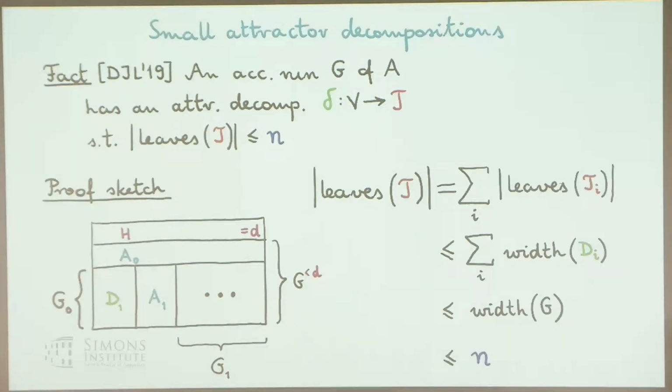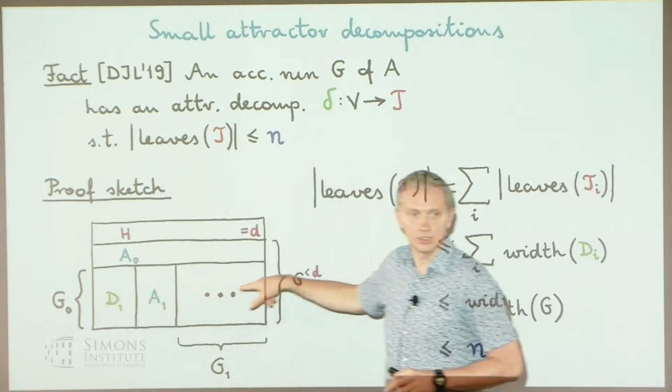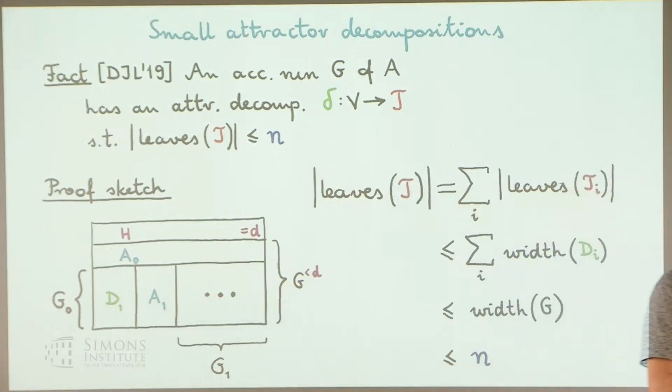Now, why is it small? Why does it have at most, and why does its tree have at most n leaves? It's a bit subtle, but not too difficult. We can argue because D1, D2, D3, and so on, they are disjoint, and they all have this property that every vertex has a successor.